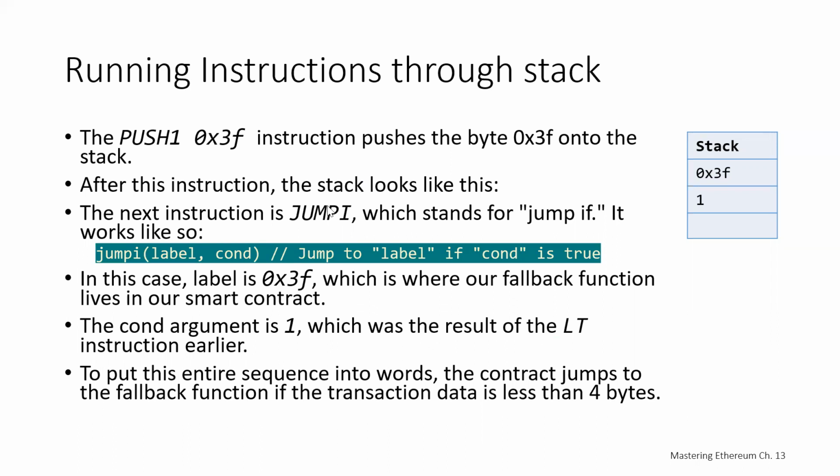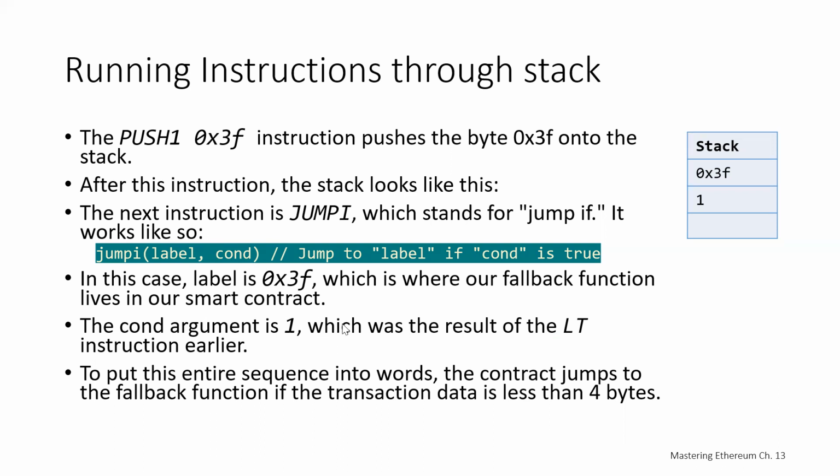The next instruction is jump I, which stands for jump if. It works like jump if label, condition. So jump to the label, that's where we're going, if the condition is true. In this case, it's kind of like an if-else if you think about it. In this case, the label is 0x3f, which is where our fallback function lives in our smart contract. So we'll jump to that location if this condition argument is true. Now the condition argument is 1, which is the result of the less than instruction earlier. And so 1 is always going to be true, so then we'll jump there. Now, if it had been 0, we would not jump there.